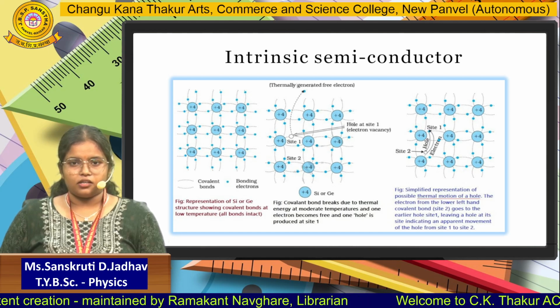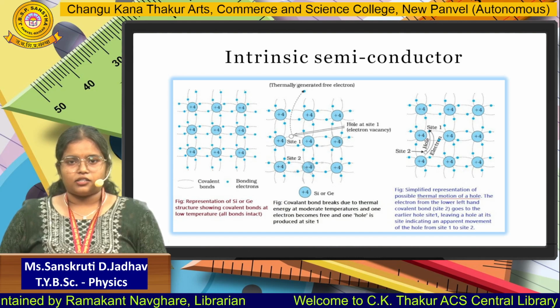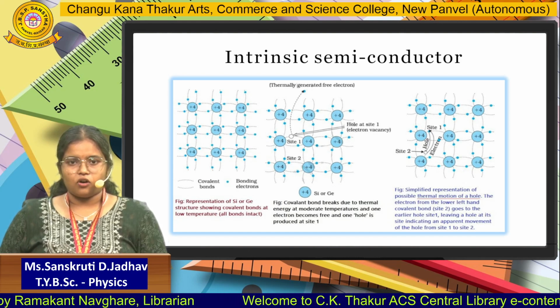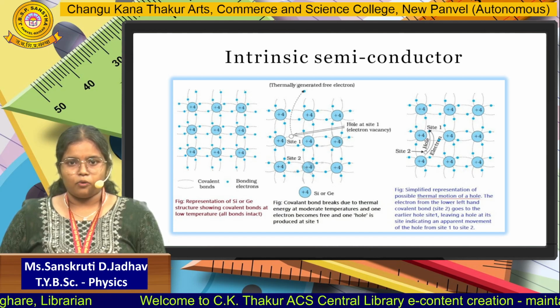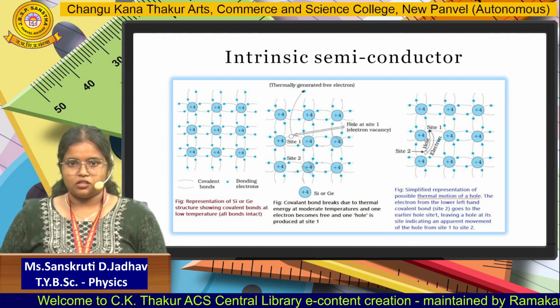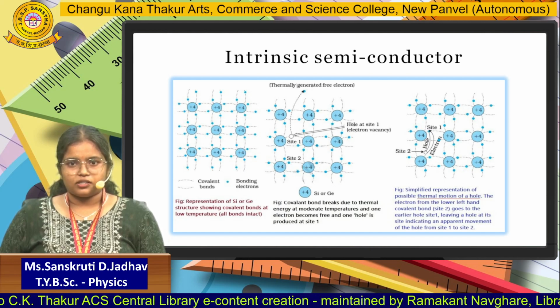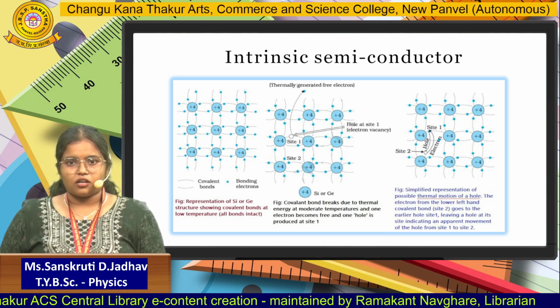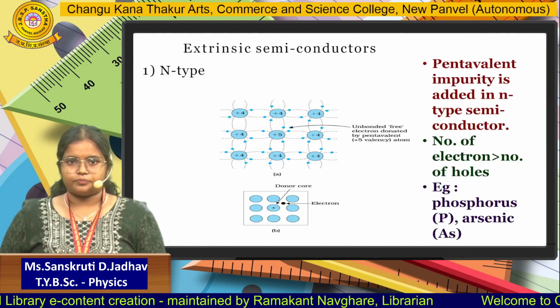In intrinsic semiconductor, as given in figure 1, at 0 Kelvin the silicon bonding is shown with covalent bonding. In the second figure, at moderate temperature, a free electron is generated and a hole is created. This process continues, due to which the conductivity increases.